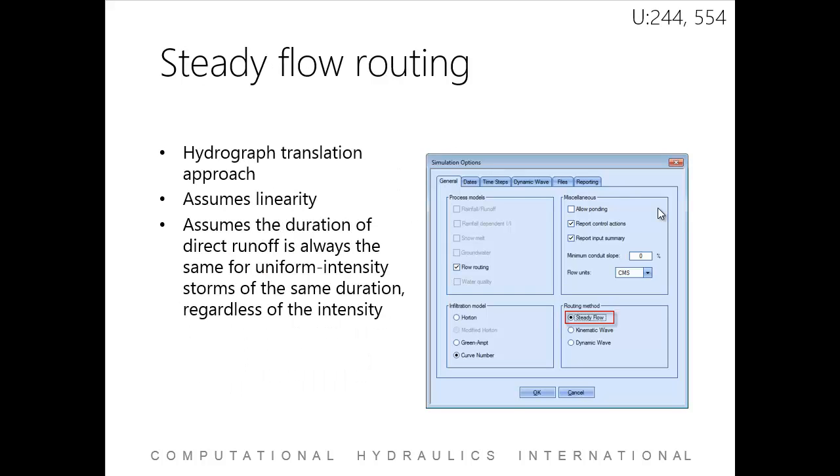One of the options of routing method is steady flow. When this option is selected, a unit hydrograph approach is taken, meaning the hydrograph of direct runoff that results from one unit of excess precipitation is spread uniformly in space and time over a watershed for a given duration. This method assumes that the duration of direct runoff is always the same for uniform intensity storms of the same duration, regardless of the intensity.